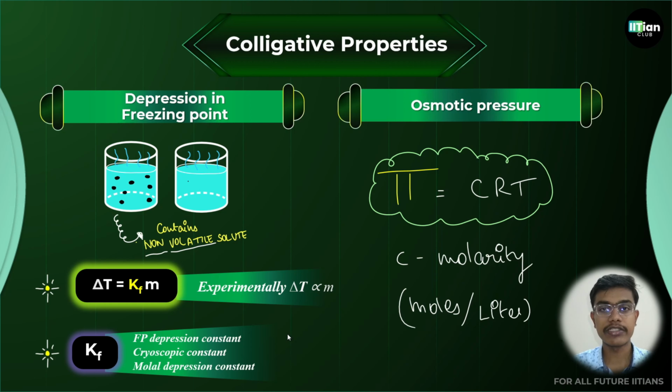And then there is osmotic pressure. Osmotic pressure is equal to CRT. C is molarity, R is the universal gas constant, and T is the temperature.